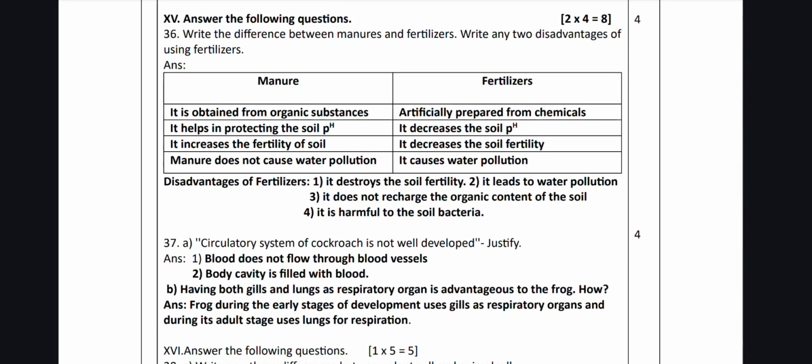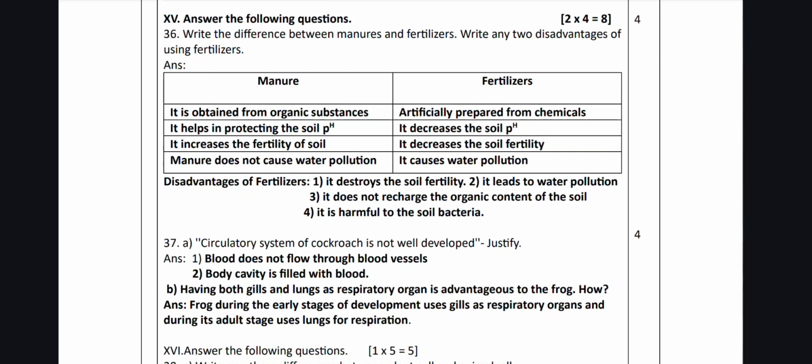So manure helps in protecting the soil pH. So soil also has pH, and it is very important that the pH of the soil should be very neutral. So what happens is, if it is more acidic or basic, it affects the roots of the plant. When it affects the roots of the plant, the absorption of minerals and water will not be possible by the plant. And if there is no water supply or nutrient supply, the plant grows very weak and it will not produce the proper yield. So manure helps in protecting the soil pH.